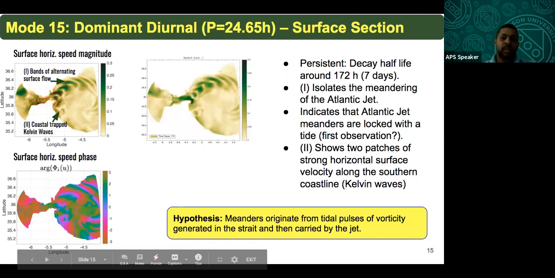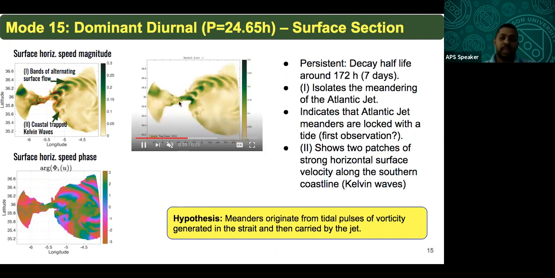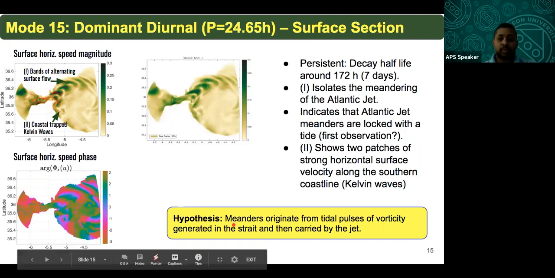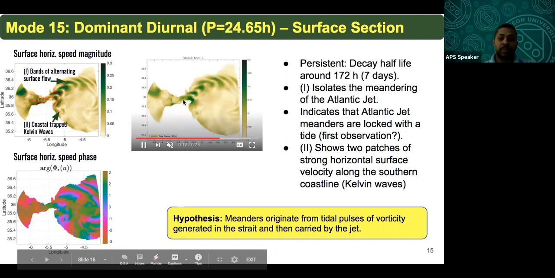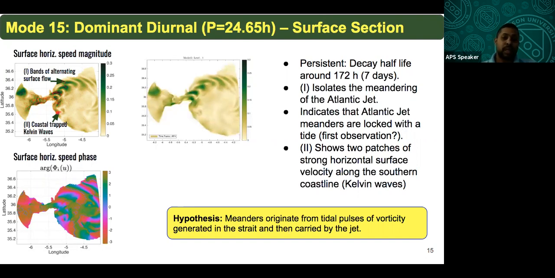I think this is the first time such a feature has been found, and we think these meandering modes originate from that tidal pulse. And the next important feature, which is also less known, is the coastal trapped Kelvin waves, which are also seen in this video. Those are the two interesting features we identified in this analysis.